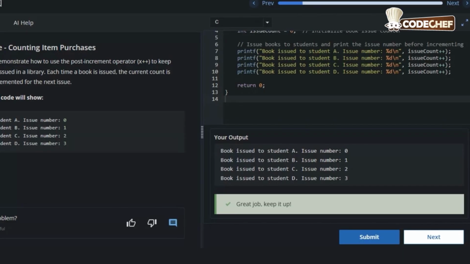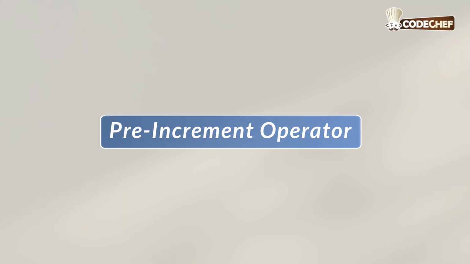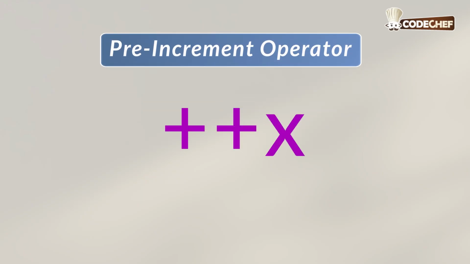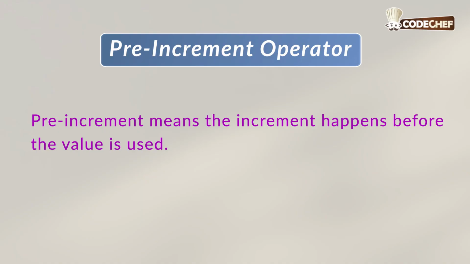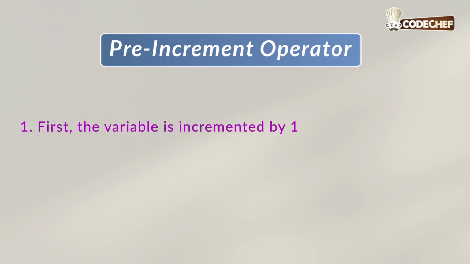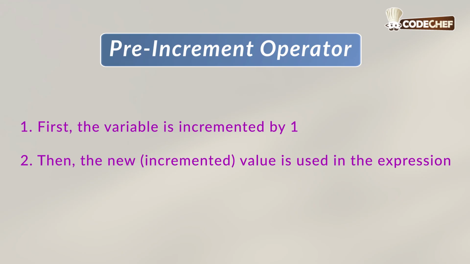What we should remember is that post increment is ideal when you need to use the current value and then update it. Now let's learn about the opposite, the pre-increment operator, which is written as plus plus x. The word pre means before, so pre-increment means the increment happens before the value is used. First the variable is incremented by 1, then the new incremented value is used in the expression. Think of it like update first, then use the new value.